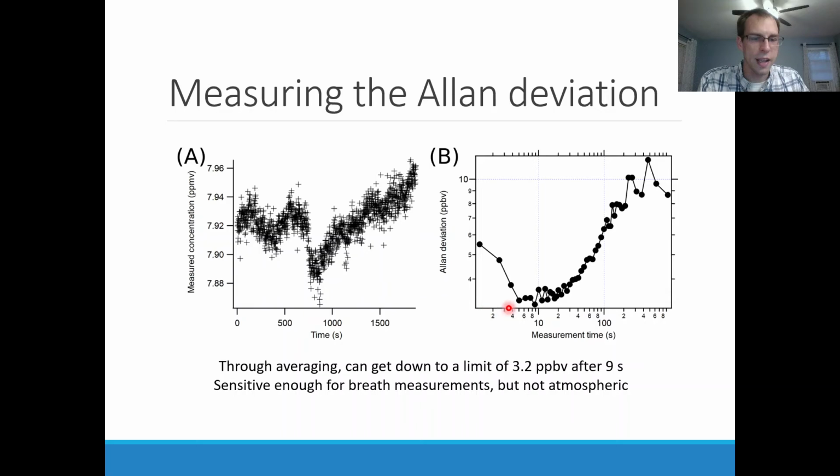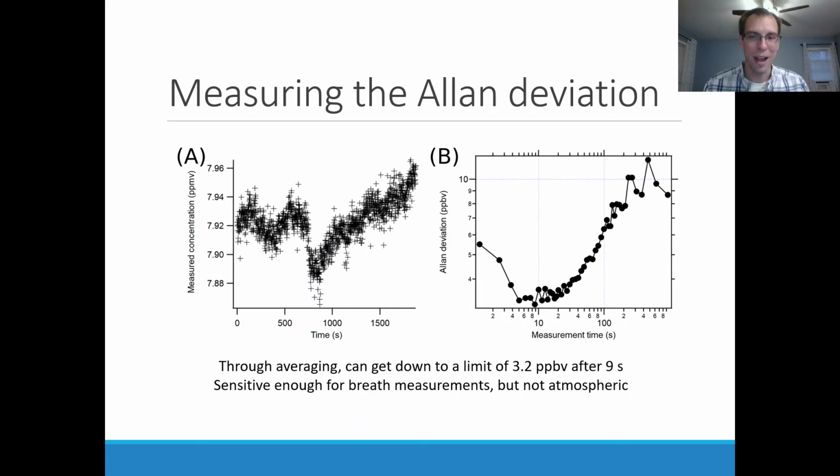And on the x-axis here, we have this based on measurement time. And so if we average for about 10 seconds, we get down to a limit of 3.2 parts per billion. So that is sensitive enough to do breath measurements, but not sensitive enough for atmospheric measurements. Atmospheric isoprene is on the order of 1 to 10 parts per billion, where the higher concentrations would be right at the limit of what we could detect reliably. Lower concentrations are below our detection limit.